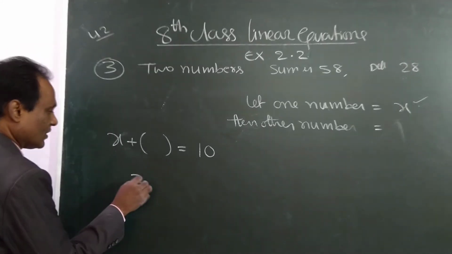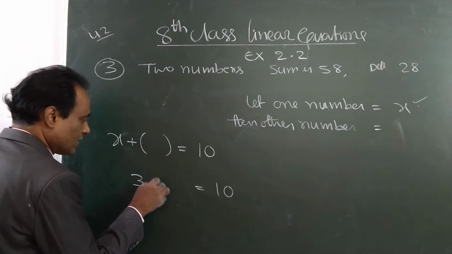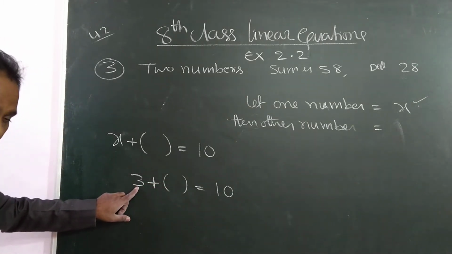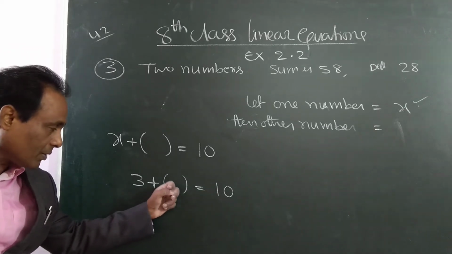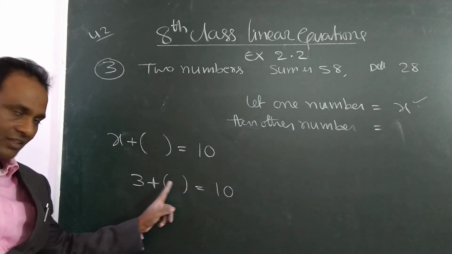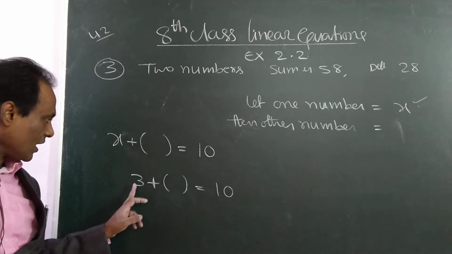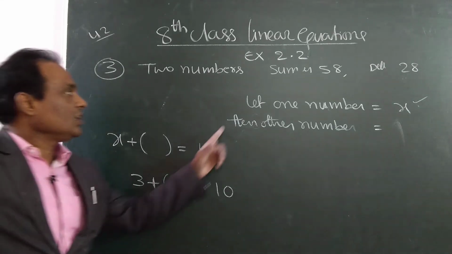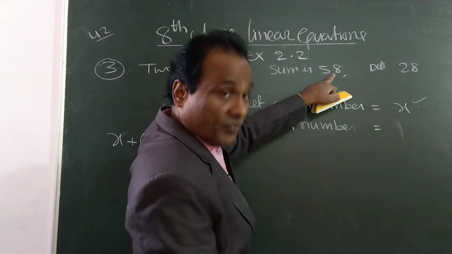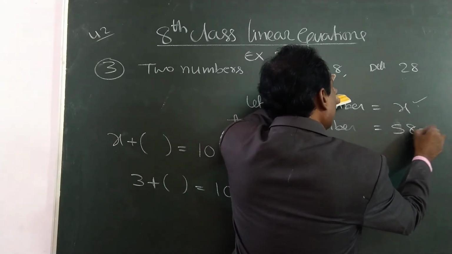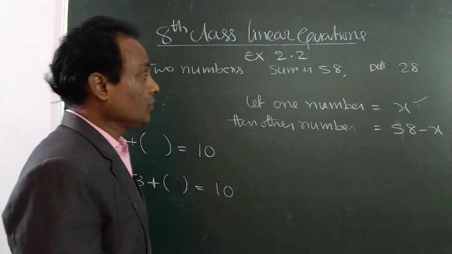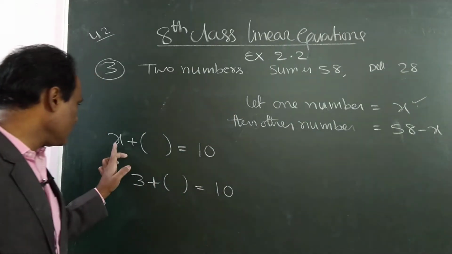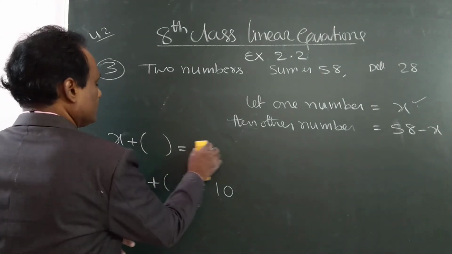Suppose one number is 3 and the sum should be 10. So what is the other number? Sum means plus. If one number is 3, sum is 10, what is the other number? 10 minus 3, that is 7. 3 plus 7 is how much? 10. So one number 3 means the other number will be 10 minus 3, that is 7. Same way, if one number is x and the sum is 58, the other number will be 58 minus x. That you have to write. The required number is always taken as x. So suppose it is x, and the sum is say 58.